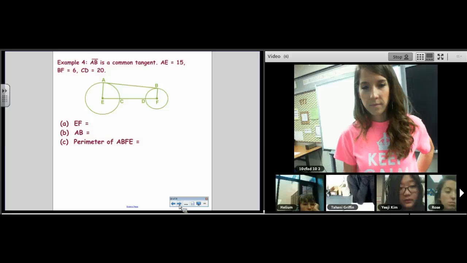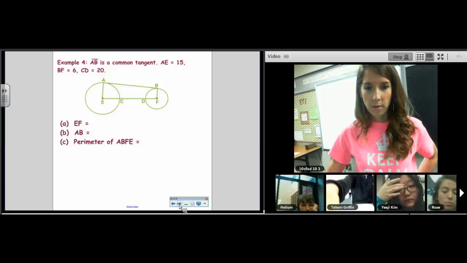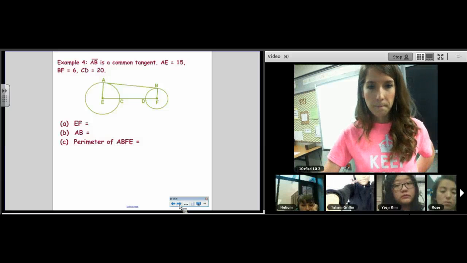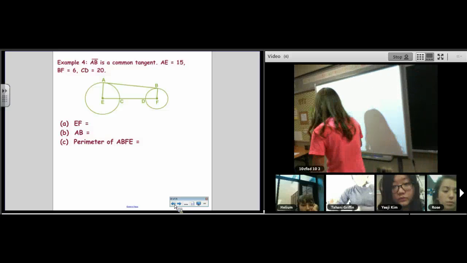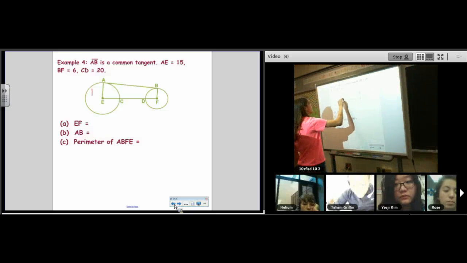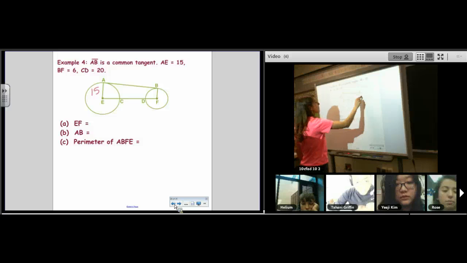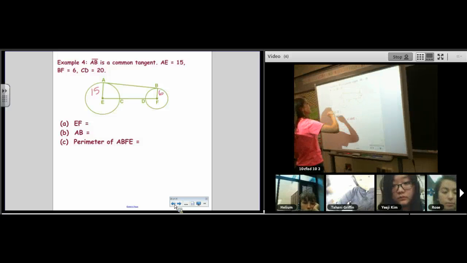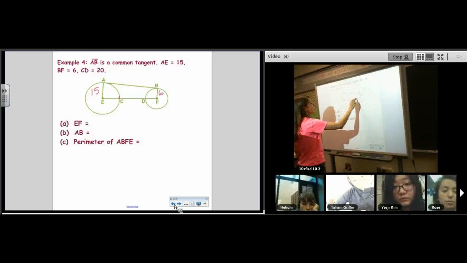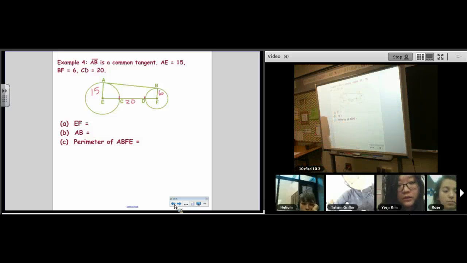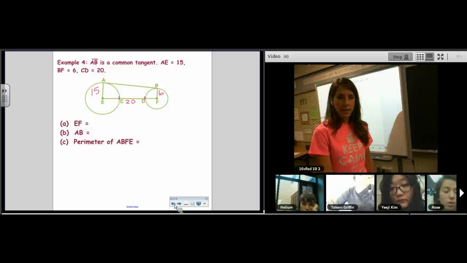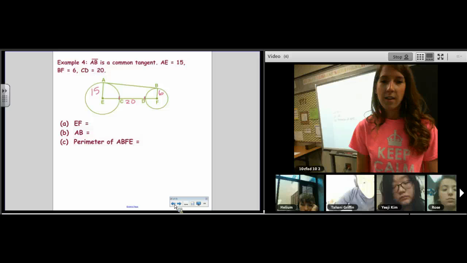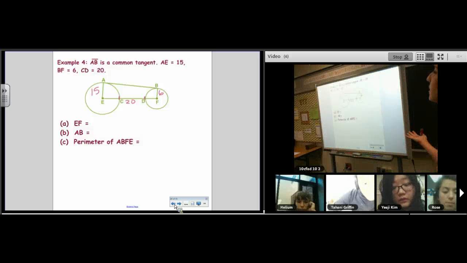Okay, last problem. And also the most difficult problem. So let's mark what we know. AE is 15, BF is 6, and CD is 20. What are we going to do?